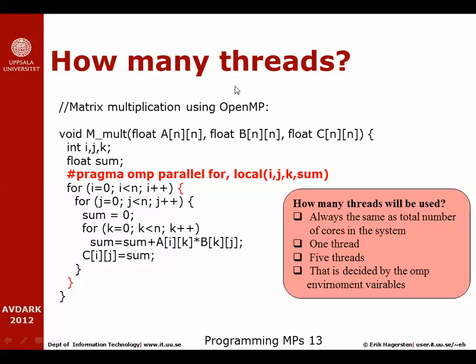Here's another question. Looking at this code again, and now we actually did fix the sum, so they should execute correctly. Looking at this code again, how many threads will be used? And as we discussed before, unless it's specified in the program, which it is not here, that's one of those things that the environment variable of OpenMP will decide.